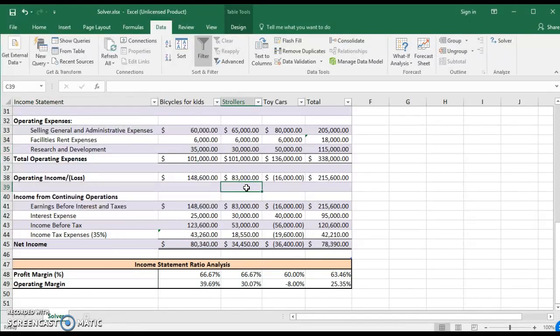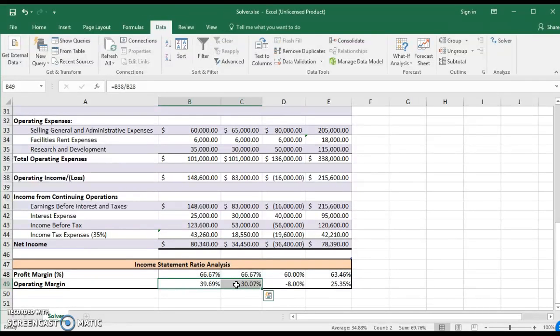And in the By Troy Manufacturer Inc., Bicycle for Kids still has the highest operating margin of 36.9%, which means the expenses are under control and operating efficiently, whereas the toy car has a negative 8% operating margin, which indicates that the expenses are too high and they're hurting the profit. Thus, management needs to either cut down expenses or increase the profit margin in order to create income for this product in the future.